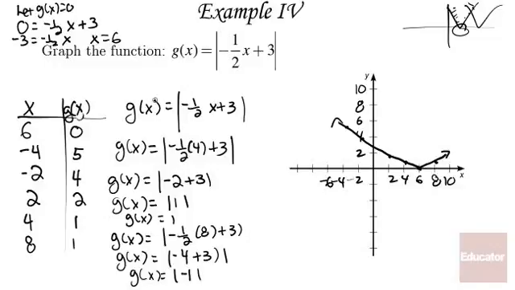So again, when you're graphing a function such as this, find negative values for x, find positive values for x, and let g of x equal 0 to find the point of the V.